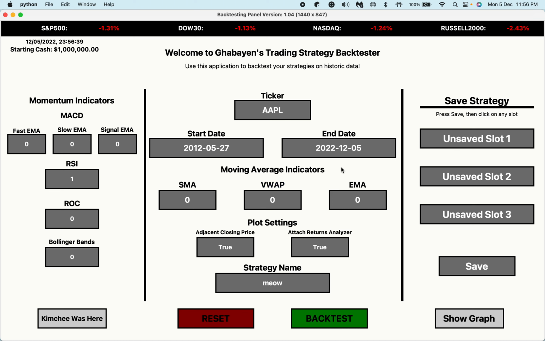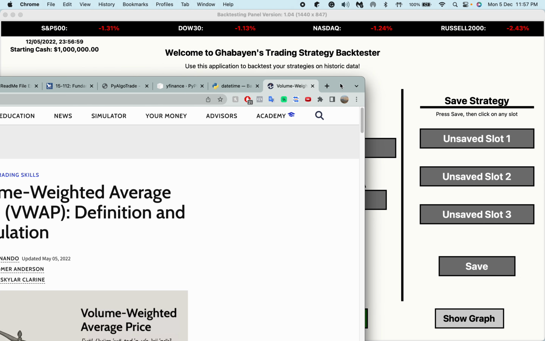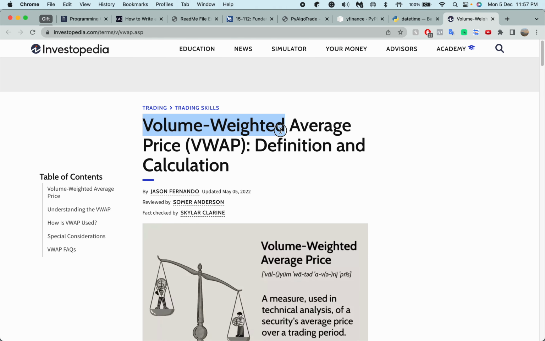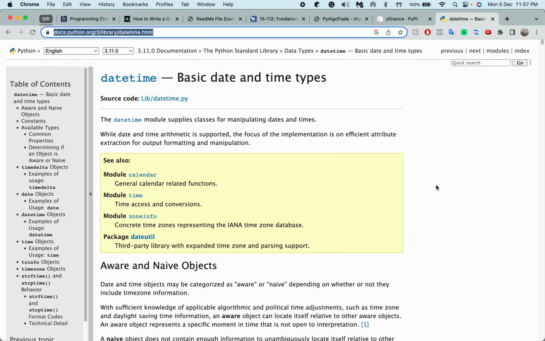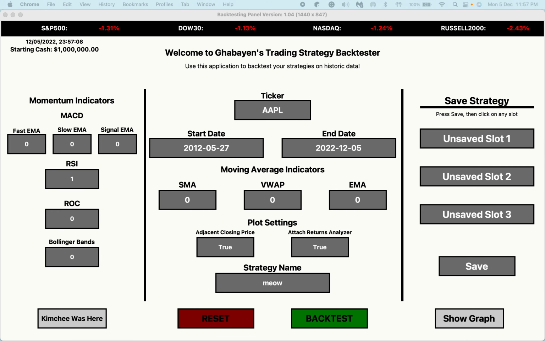So to get into the indicators that are presented in this platform, I have moving average indicators and I have momentum indicators. So moving average indicators, not a lot of people know what they are. And honestly, before this project, I didn't even know what they were either. So what you can do is simply hover over SMA, for instance, or VWAP or EMA, and you can learn all about them. It's going to take you to Investopedia. You're going to learn, like, hey, volume weighted average price. And you can just keep on reading. Of course, we're not going to do that here. So I'll just put that aside.